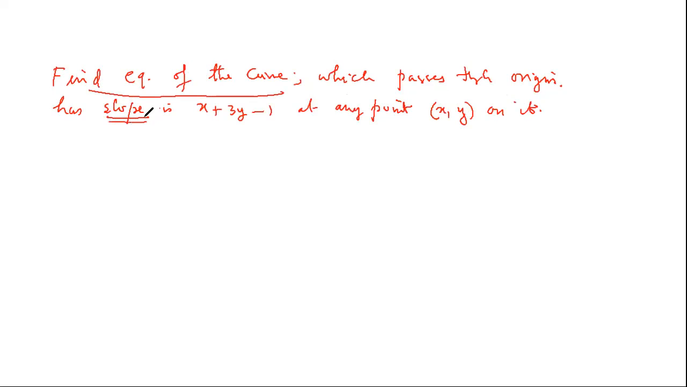What is the calculus application of slope? dy by dx is the slope of the tangent. So slope of the tangent is x plus 3y minus 1. And if you find y as a function of x from this equation, that will be the equation of the curve. That means if you solve this equation, whatever answer I get is the equation of the curve. And I'm also given a point on the curve. The curve is passing through the origin.